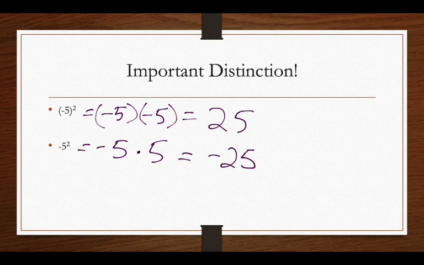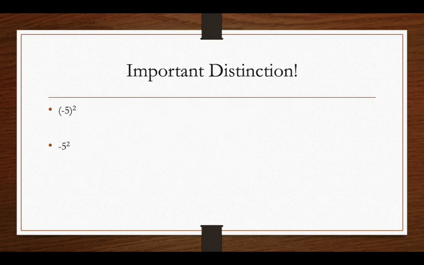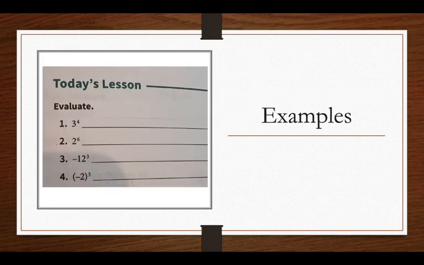Questions? It's going to be tricky. Don't let it trick you. It tricks me too. Okay, let's do some of the examples in your book. This is on 2.1. I didn't give the page number because some of you have a different book. We're going to do numbers 1, 2, 3, and 4. Raise your hand when you have the answers for those.